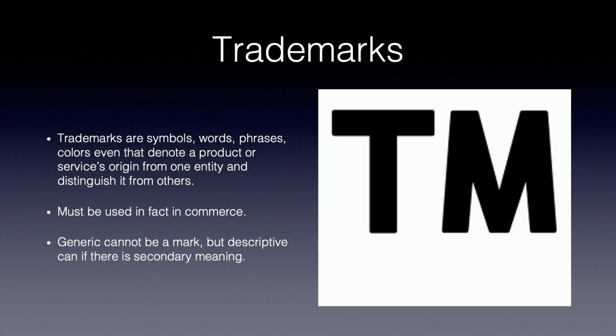That's our first module. So now we are going to shift to trademarks. Here we see our trademark slide. Trademarks are symbols, words, phrases, colors even, all of which denote a product or service's origin from one entity and they distinguish it from others. They must be used in fact and commerce. Something generic cannot be a mark, but something descriptive can be a mark if it acquires secondary meaning. And so that's the high-level overview.